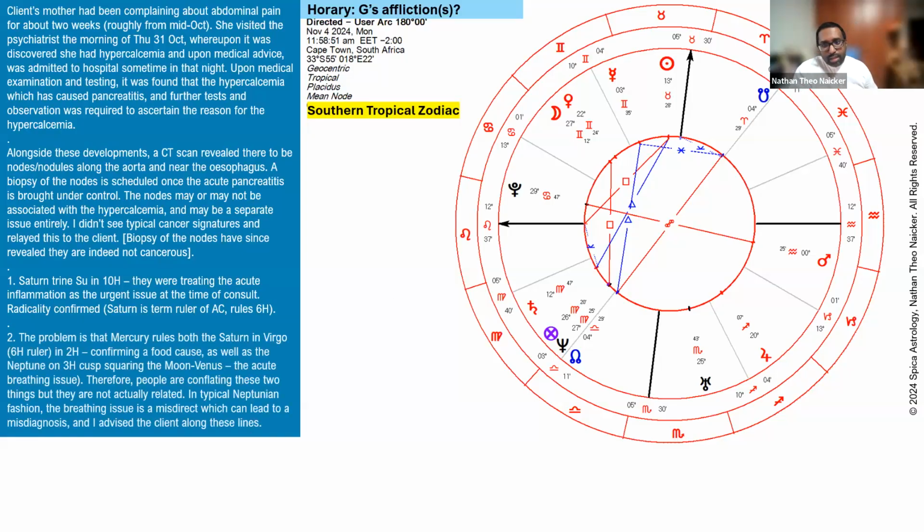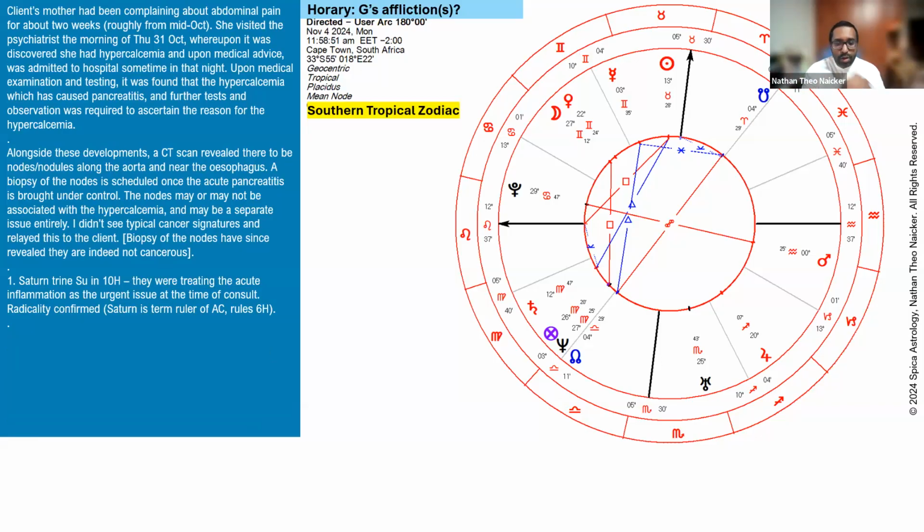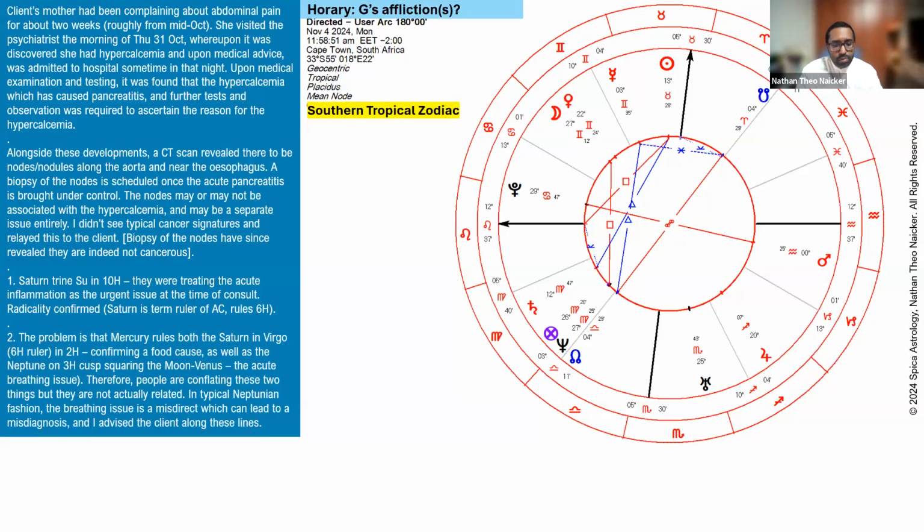My thought process is that the ruler of the 6th house is showing the disease, and its ruler gives me more information. Now, the problem here is that Mercury, who rules the Saturn, which is in the 2nd house, right? That made me say that there's a food cause. There's a food cause related to this issue with the pancreas, which would make sense. It's a digestive organ in the digestive system of the body.